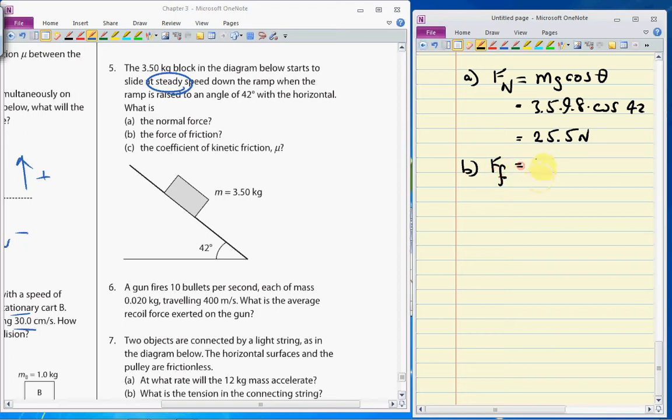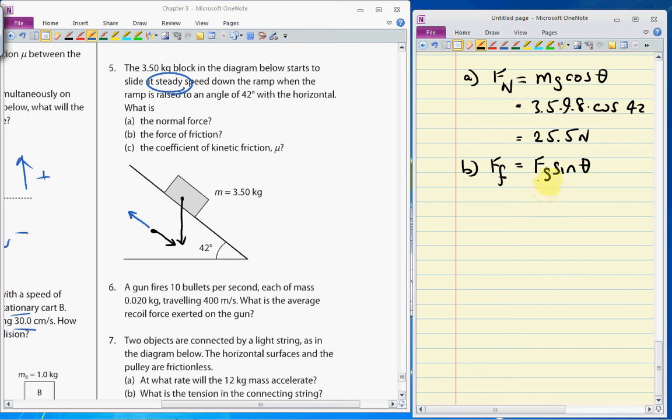Question B wants to know what the force of friction is. Force of friction is equal to the component of the gravitational force acting parallel to the slope. Why? Because it's moving at a constant speed. That's the key again here. We know these must be equal because there's no acceleration. So Fn times mu, or force of friction, must be equal to Fg sine theta.